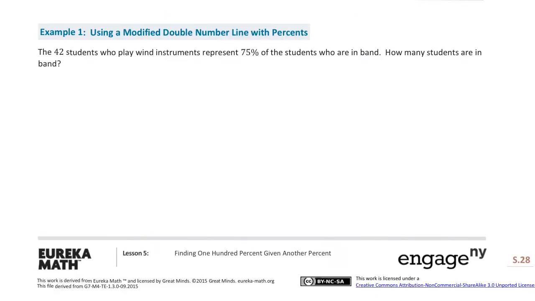We're going to start with example 1. The 42 students who played wind instruments represent 75% of the students who are in band. How many students are in band? Well, in this example, we're going to use a modified double number line to find these percents.